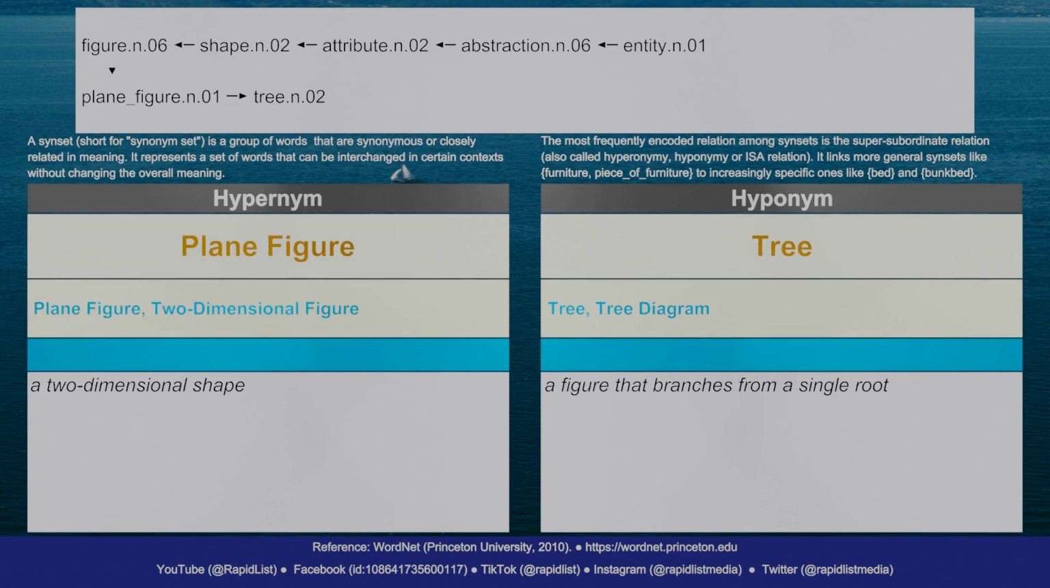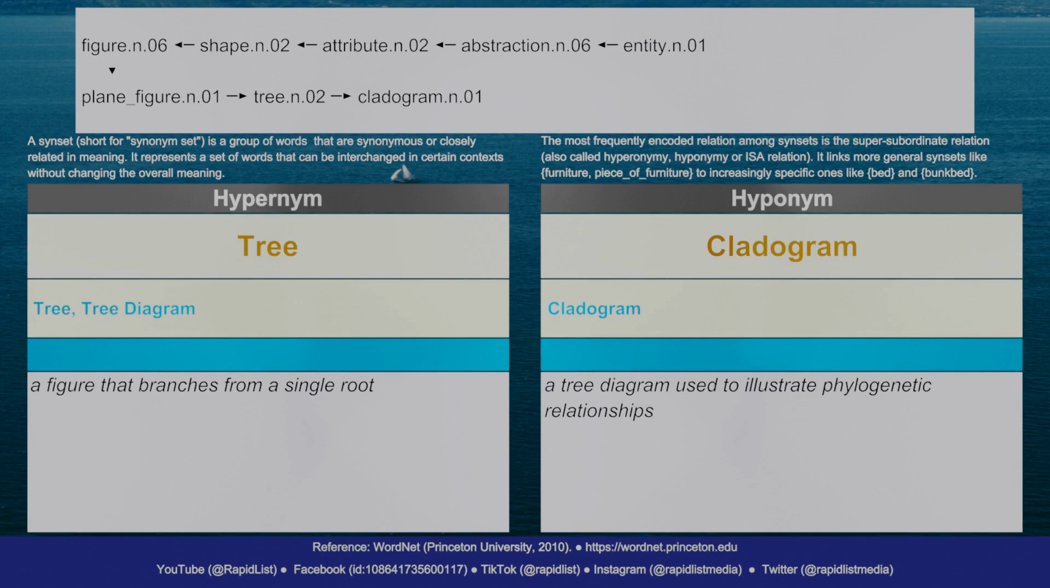Tree. A figure that branches from a single root. Genealogical tree. Cladogram. A tree diagram used to illustrate phylogenetic relationships. Stemma. A tree diagram showing a reconstruction of the transmission of manuscripts of a literary work.